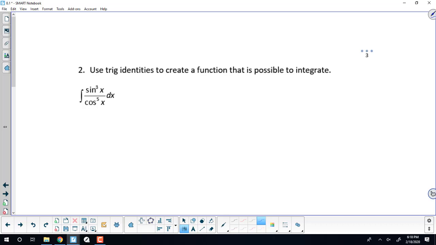So you're thinking of tangent and secant squared. I can integrate secant squared, which is really the most important thing here. So I'm going to write this as sine cubed over cosine cubed times 1 over cosine squared.